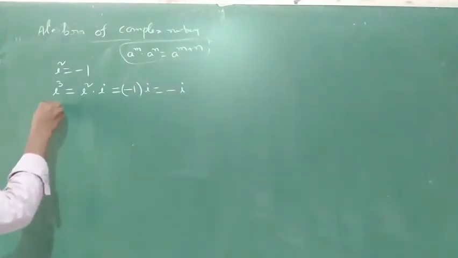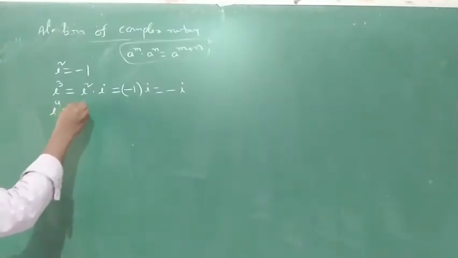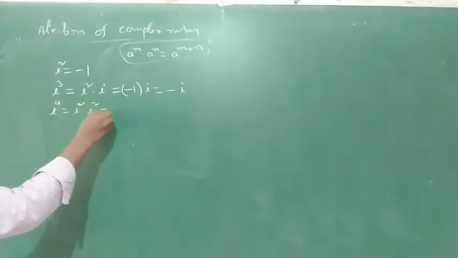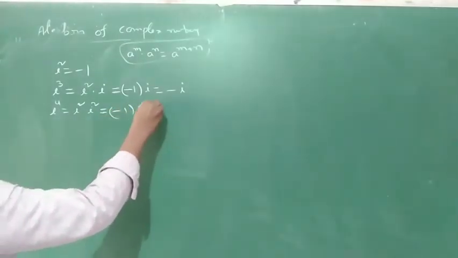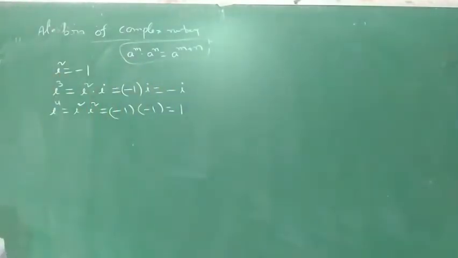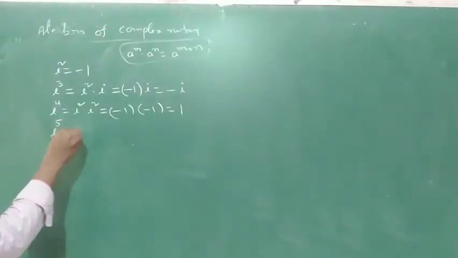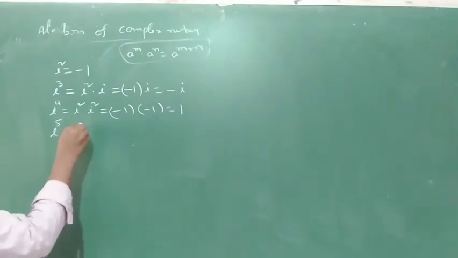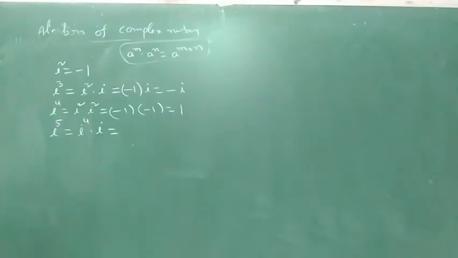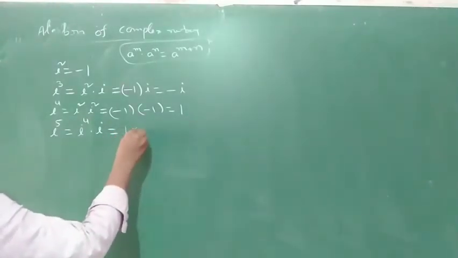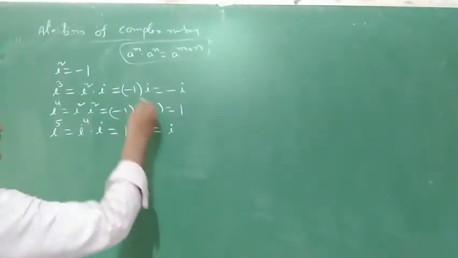So i power 4 is equal to i square into i square. i square value minus 1 into minus 1 is equal to 1. Then i power 5 is equal to i power 4 into i. i power 4 value 1 into i is equal to i.